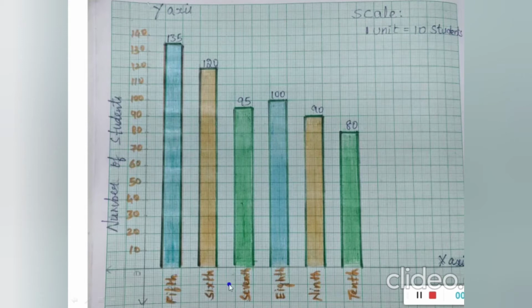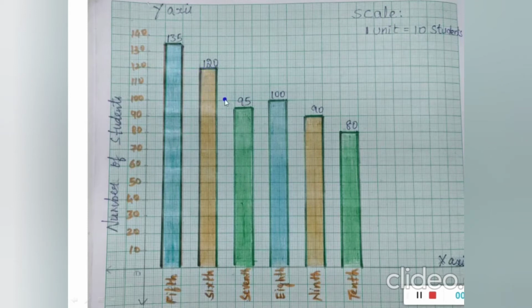So here for the 5th one it is 135. From 10, 20, after 130, 140, in between 130 and 140 one line will be there. From 130, 131, 132, 133, 134, 135, there we have to mark 135. Next one we are having 120, which is already mentioned there. So we will mark it there and draw the bar. Don't make 2 bars in one. All single bars we will make in one box.